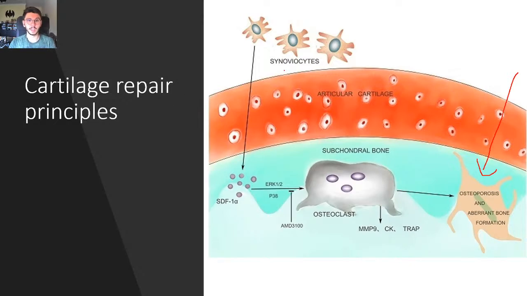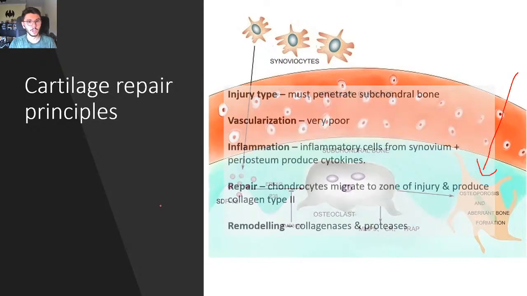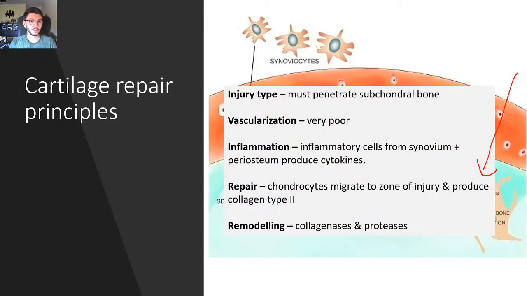And the other reason is that in order for cartilage to heal, you must penetrate the subchondral bone. So let's do a quick recap. So injury type must penetrate subchondral bone. The vascularization for cartilage repair is very poor, so therefore you need to recruit surrounding cells. So inflammation starts from cells in the synovium, so within the joint, and the periosteum around the bone, and they produce cytokines. Now chondrocytes start migrating to the zone of injury, and they produce collagen type 2.